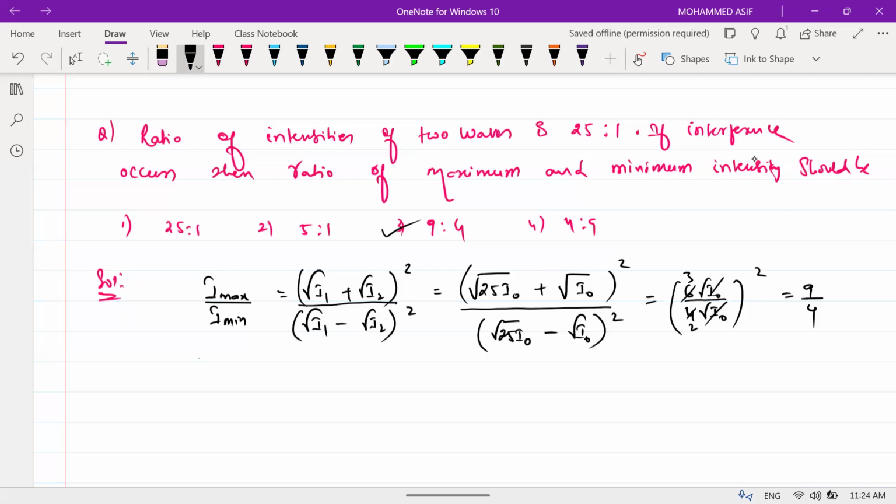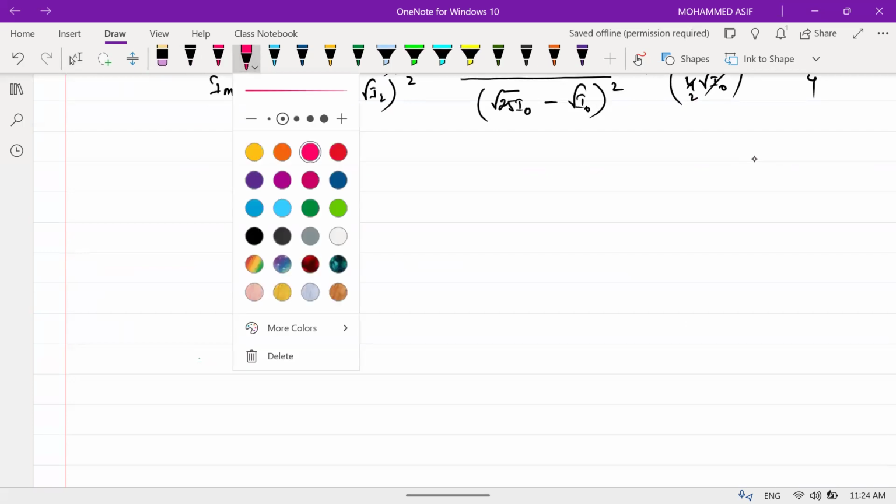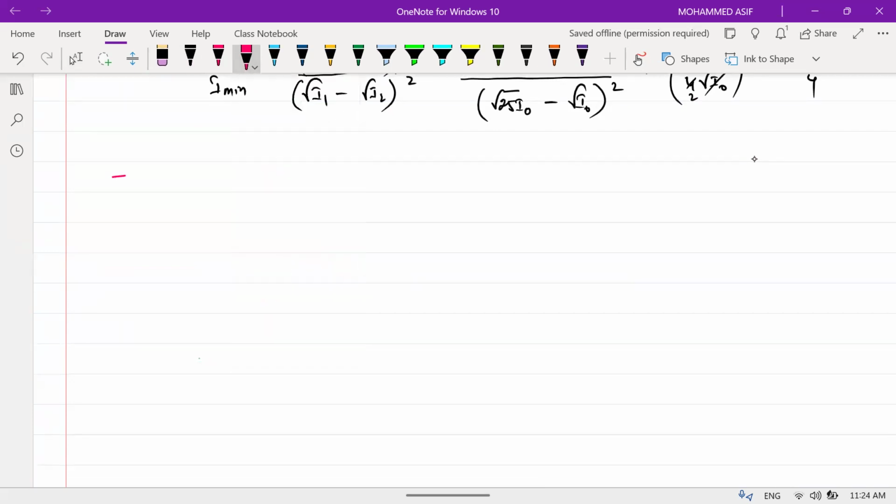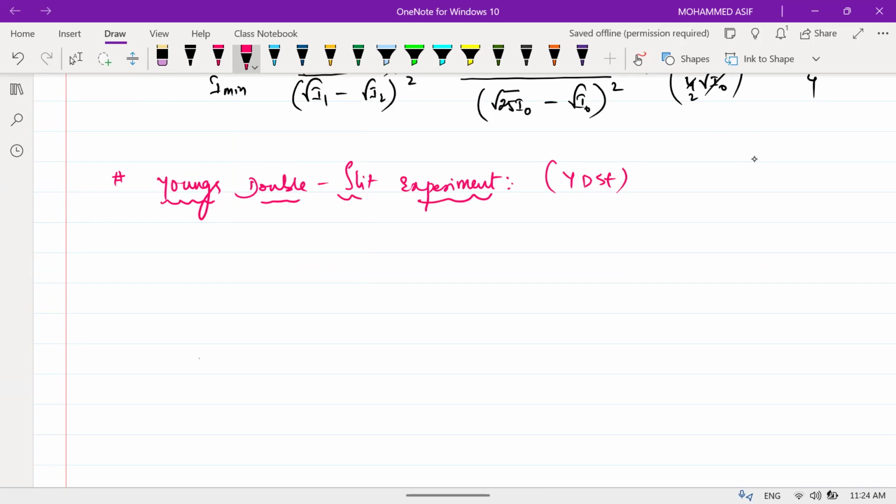Okay? Sure. And let us now enter our actual formula on which the problems have been based. That is about Young's double slit experiment. We call it YDSE. So what is Young's double slit experiment?